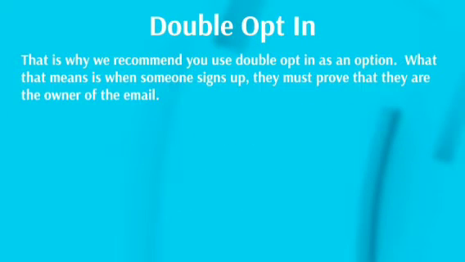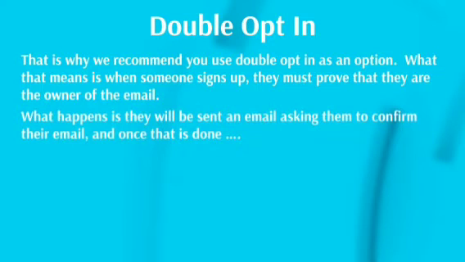Here's what double opt-in is. Double opt-in is when somebody signs up, and let's use the example before where they fill in their name and email address on your landing page, and they click submit. Now, at this point, they're not going to be added to your list. They're going to be added to a sort of pending list. Now, what they have to do in this case is they have to prove that they are the owner of the email. So what happens is they get sent an email asking them to click a confirmation link.